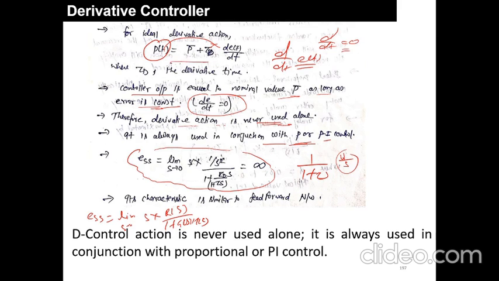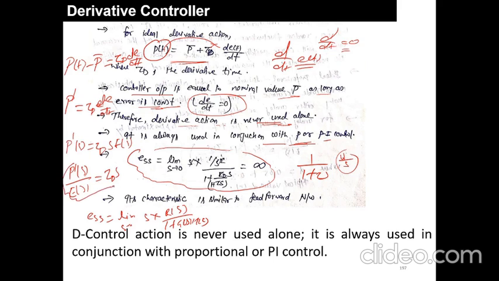So when you calculate the transfer function, P(t) minus p bar will be tau d de/dt. What is tau d? Tau d is the derivative constant. When you take the Laplace transform, p bar(s) becomes tau d s into E(s), so p bar(s) upon E(s) is equal to tau d s. This is the transfer function for the derivative controller.